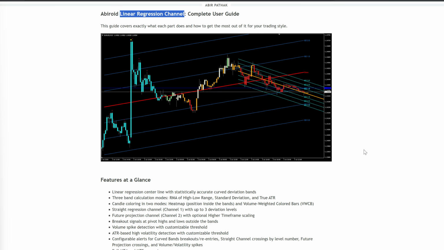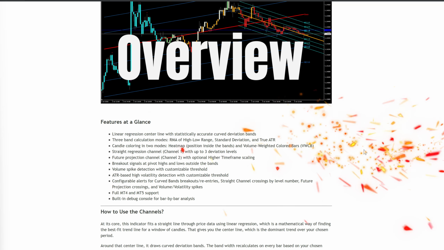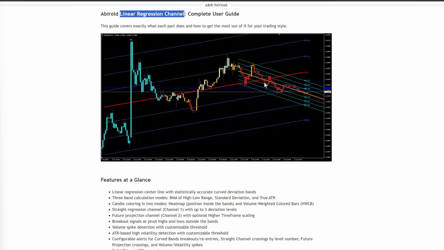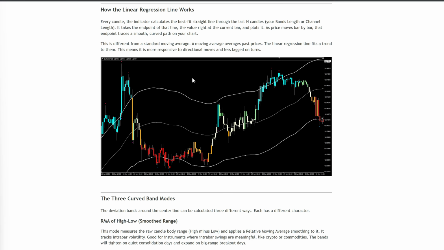Now, before I dive into all the detailed features, let me just give you a quick overview so you know exactly why this indicator is useful. You get this linear regression, this is the center line, and you get all of these using standard deviations. You can also get these future projection lines, and you can set the candle coloring based on heat map. And next you can also get these bands using ATR. So these will be important volatility bands. Whenever price breaks out of them, it means that price is overextended and will reverse soon.